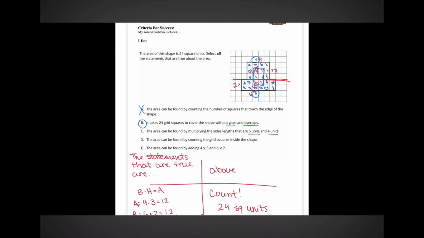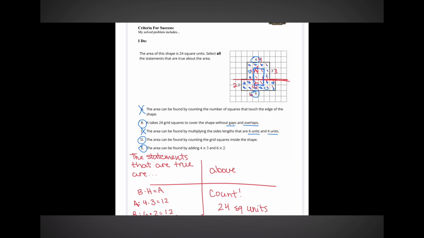The area can be found by counting. Yes, actually that's one way. That's one perfectly valid way of doing it. It gets a little messier definitely if there are more complicated shapes, but it totally can work. Or the area could be found by finding 4 times 3 and 6 times 2, which is the method we used. So fantastic, winners.